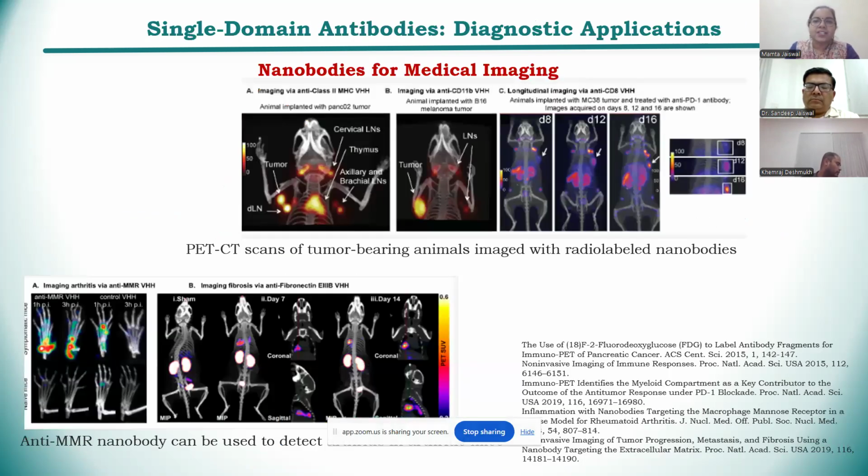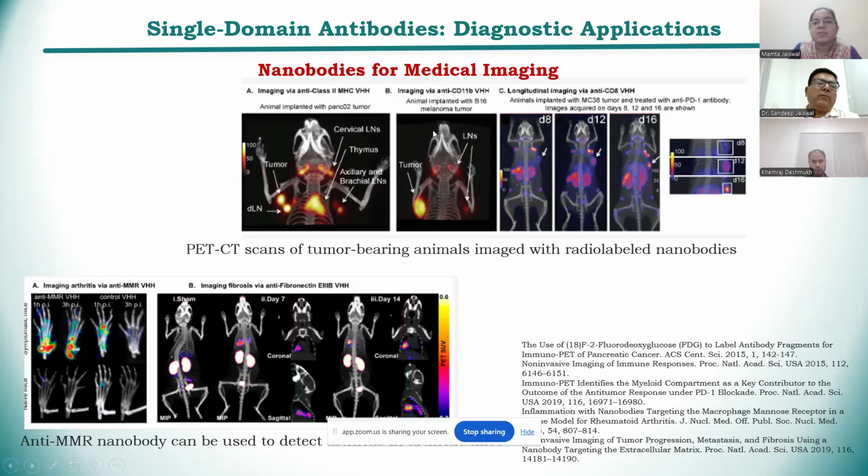Now for the applications, single domain antibodies are used for medical imaging. Researchers in many labs have used radio-labeled nanobodies for imaging tumors. Like in the above picture, you see that the animal implanted with pancreatic cancer could be imaged. The tumor can be imaged using class 2 MHC nanobodies.